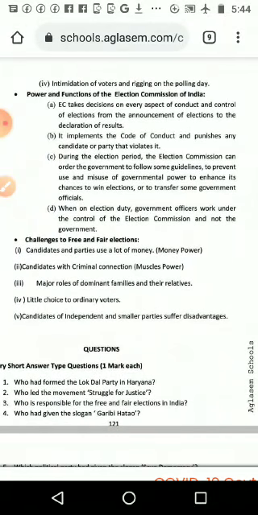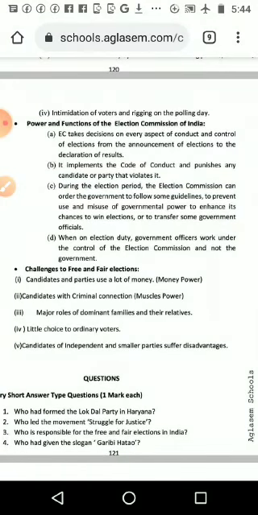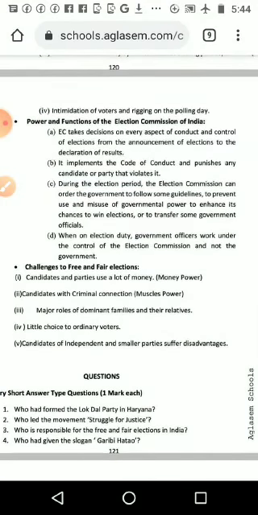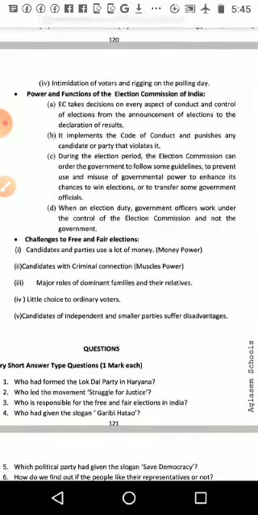Then when on election duty, government officers work under the control of the Election Commission, not the government. For example, one bank employee, or one primary school teacher, like that. Any person who is on election duty is not working under the state government or central government. Instead, they work under the Election Commission.